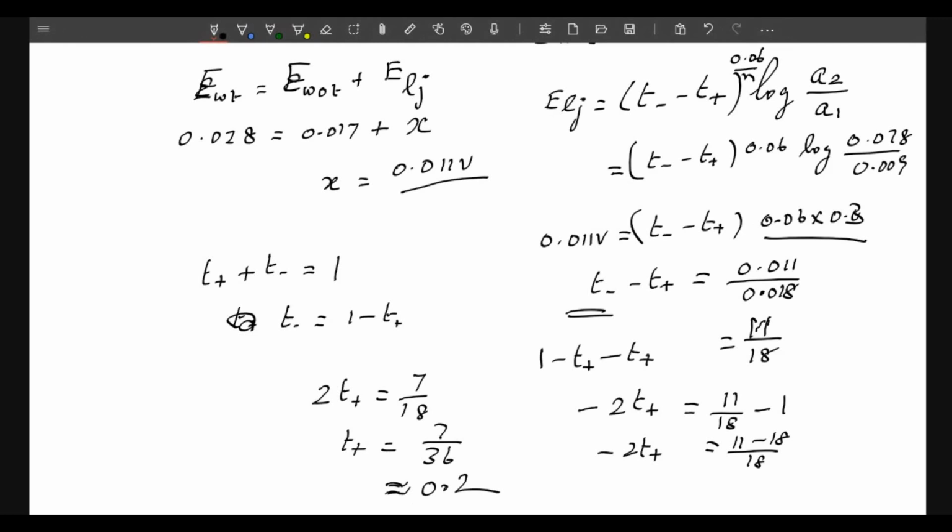What is the correct answer? 7 by 36. I have written it as less than 0.2. Use a calculator: 7 divided by 36 is 0.194, which is very near to 0.2. You may be asked for T minus or T plus. If T minus is asked, you make use of this equation with a change in the calculation. Okay, this is all for the liquid junction potential calculation.